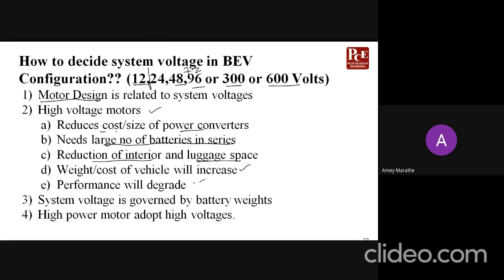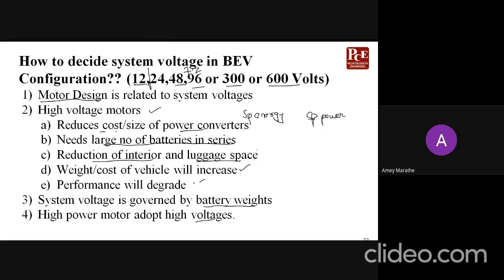Also, your system voltages are governed by battery weights as well. So a high power motor will adopt high voltages. Again, the question still remains. In terms of battery, you remember we have to compromise in terms of specific energy and specific power.